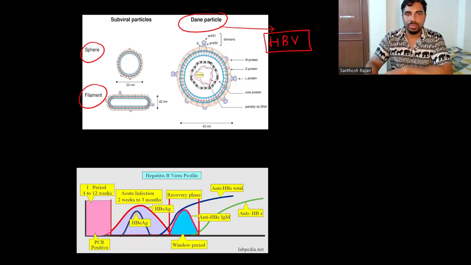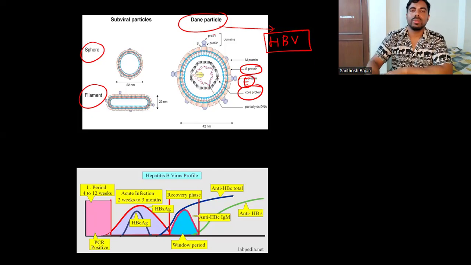And if they give only a picture, how to identify? You see different surface proteins, then you have a central core protein, and there is something in between, the E protein also. They haven't mentioned it here. So these three proteins should be there, then that is hepatitis B. So Danny particle is basically hepatitis B virus. If you have all these three proteins, you can easily find it.